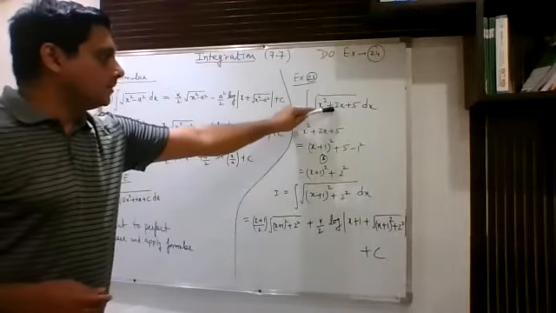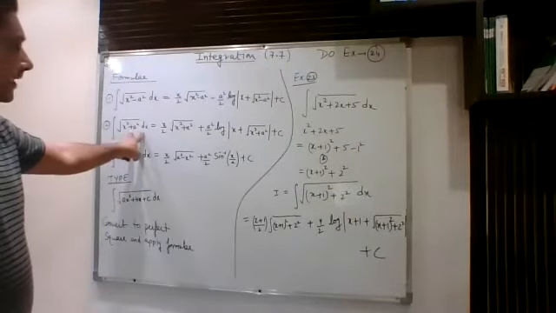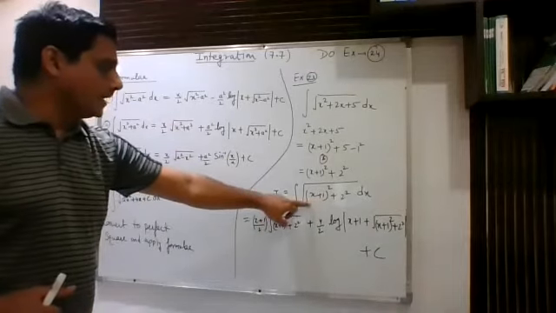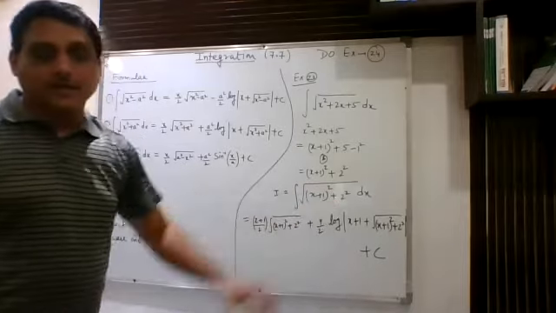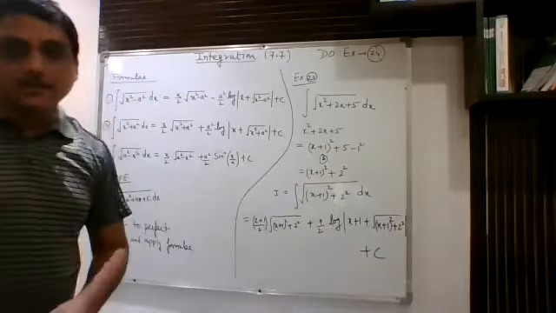Now put this value in the main question and then see which formula we can apply. You can see that here we can apply this second formula. So x plus 1 is playing the role of x, and 2 is playing the role of a. Just apply formula number 2 and this will give you the final answer.